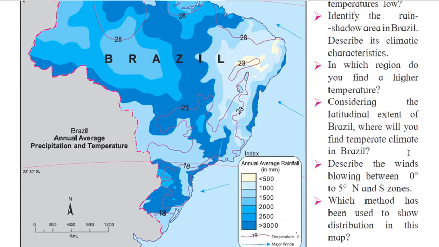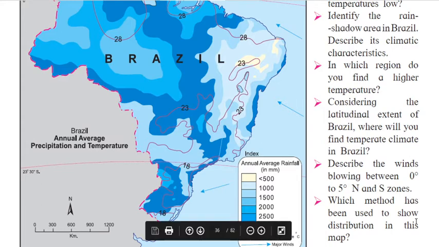Already we learned in the explanation, so that's why I'll directly give the answer. That is the south of the Great Escarpment and the Brazilian Highlands. Describe the winds blowing between 0 to 5 degrees north and south zones. The winds blowing between 0 to 5 degrees north zone will blow from the northeast towards the equator, and on the other hand, the winds blowing between 0 to 5 degrees south zone will blow from the southeast towards the equator.